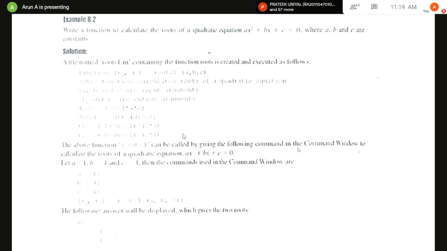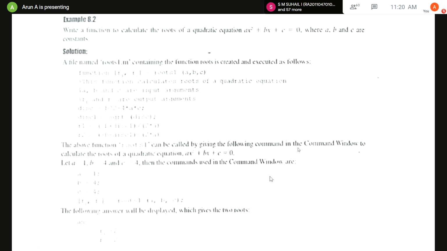And we have seen these 5 classifications: function definition line, H1 line, help text, function body, comments. Now we are going to see those 5 types. Once you do this, the above function roots1 can be called. We have created roots1.m, right? So roots1 can be called by giving the following command in the command window.